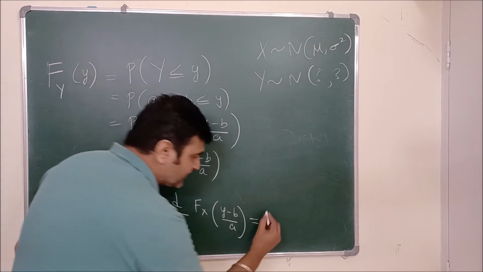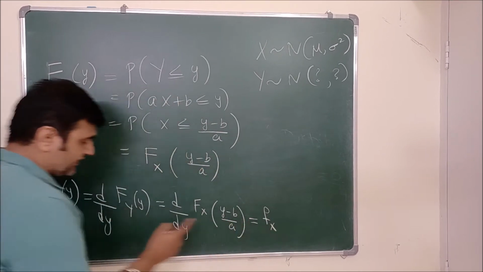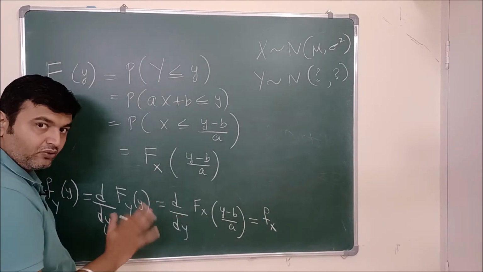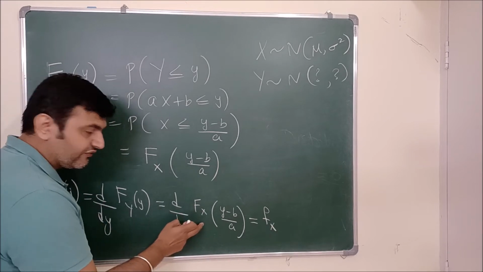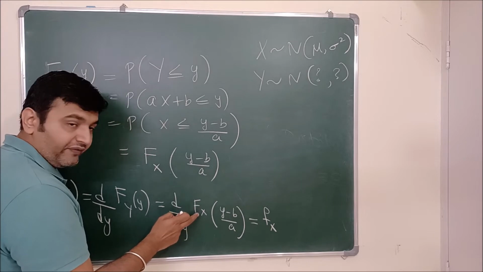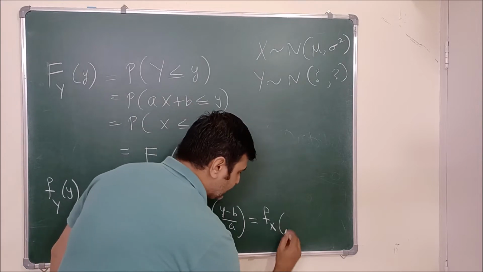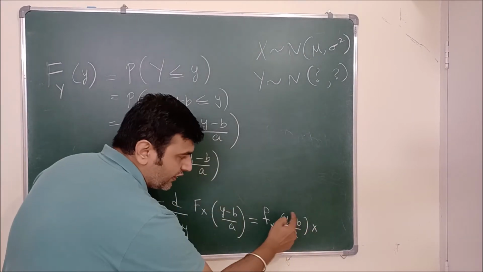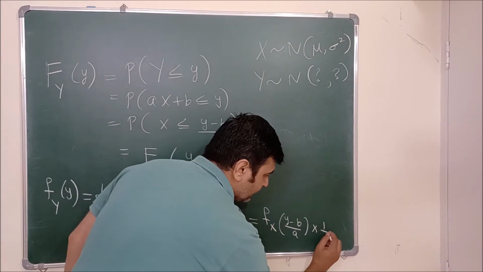So derivative of capital F is small f, f_X. I mean, this is just to represent; I can also write f and f, but then don't get confused, this is the CDF for Y, this is the CDF for X. And when I take this derivative for CDF of X, I get the PDF of X. So this is nothing but f_X of (Y minus B) upon A into, by chain rule, derivative of the inner term with respect to Y. So it is nothing but 1 by A.